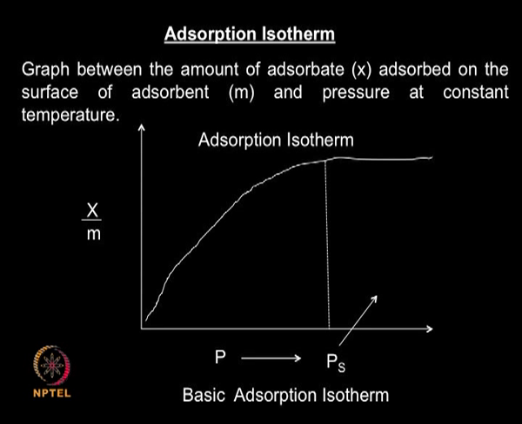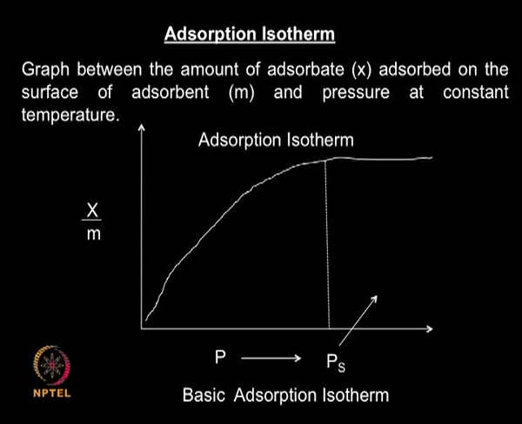For example, this is a typical adsorption isotherm. That means at constant temperature, if I keep varying the pressure, that is the pressure on the x axis, and what you have is the amount of adsorbate that is adsorbed on say m amount of adsorbent, the graph will go up like this. That means as you keep increasing pressure, the amount that is getting adsorbed on the adsorbent will keep increasing, and after some time it will not increase further. So you will not see much change here.